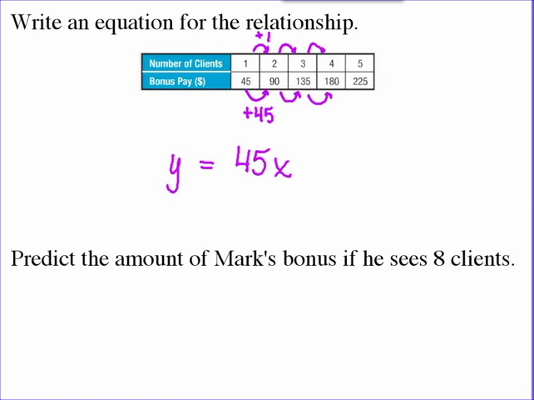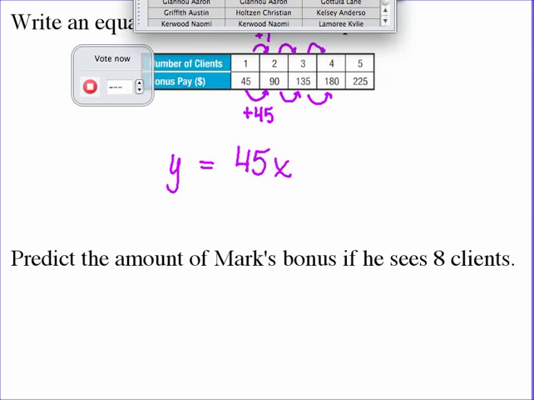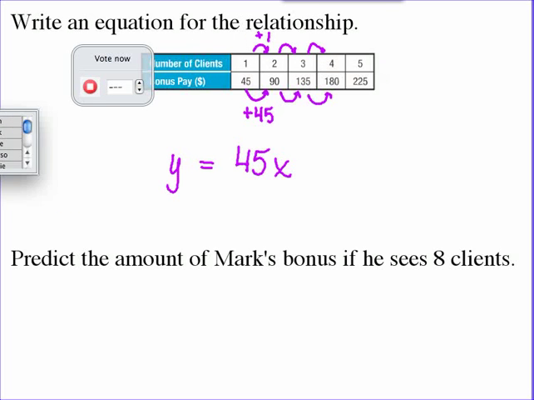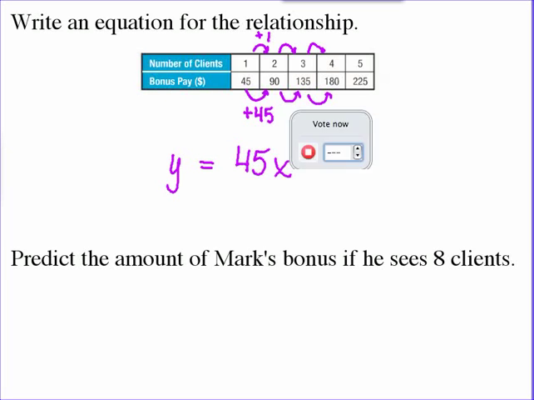So with that in mind, I want you to tell me how much will Mark make if he sees 8 clients? So I want you to tell me again, how much does Mark make if he sees 8 clients?